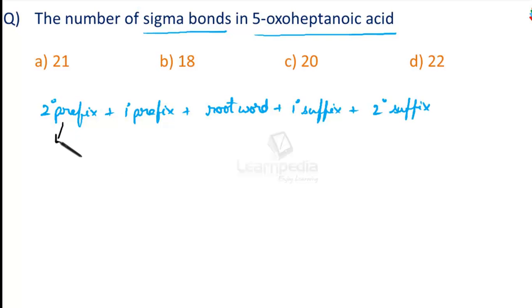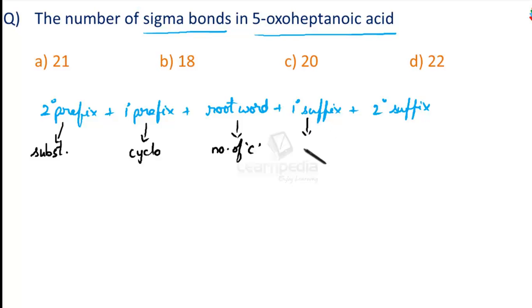Here the secondary prefix always indicates the various substituents attached to the parent chain, and the primary prefix is always cyclo, that is only for the cyclic compounds, and the root word indicates the total number of carbon atoms present in the parent chain of the organic compound. I repeat, it is the total number of carbon atoms of the parent chain, not the total number of carbon atoms of the entire organic compound.